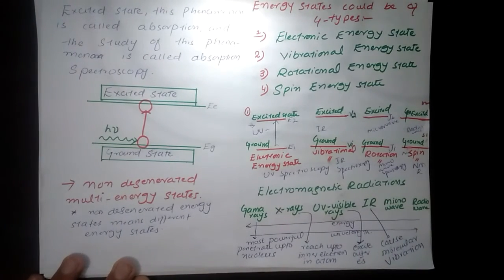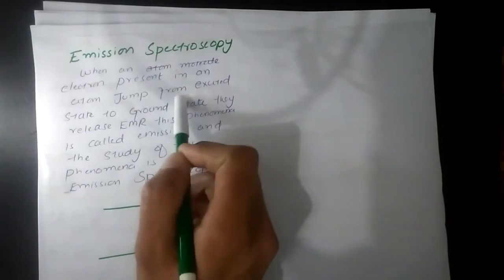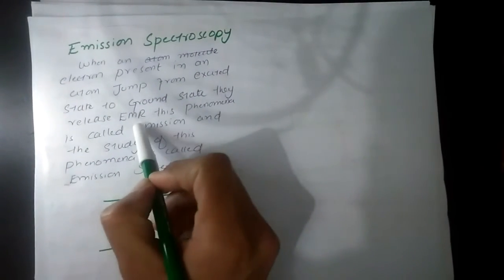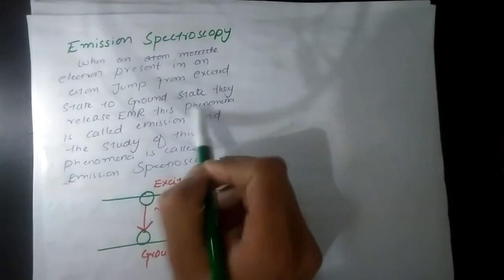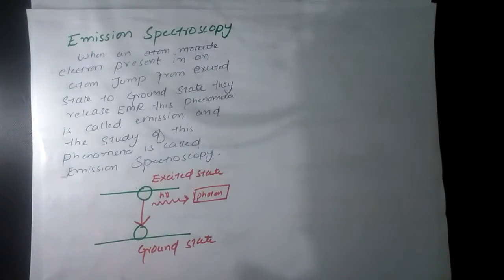Now we're going to talk about emission spectroscopy. What is emission spectroscopy? When an electron present in an atom jumps from the excited state to the ground state, it releases electromagnetic radiation. This phenomenon is called emission, and the study of this phenomenon is called emission spectroscopy. Suppose this is the ground state and this is the excited state, right? The electron jumps from here to the ground state, and it releases electromagnetic radiation, right? So this is emission, and the study of this whole process is called emission spectroscopy, right?